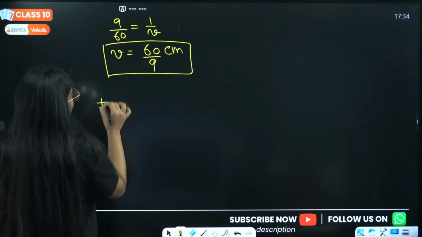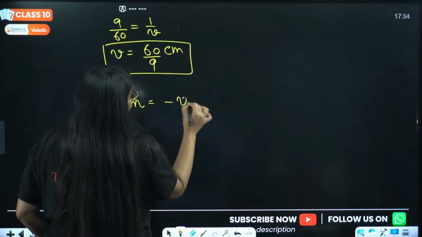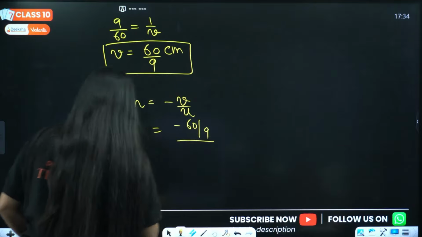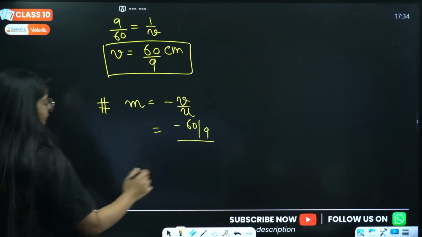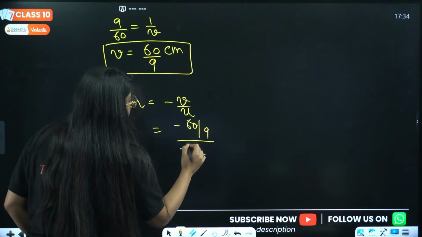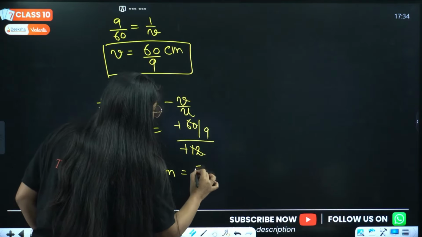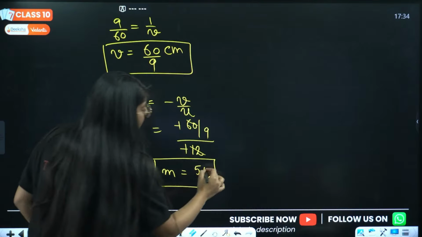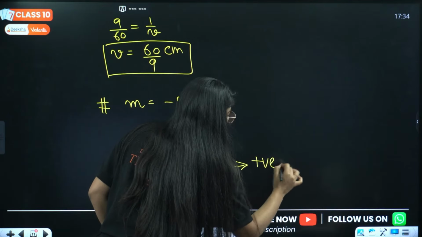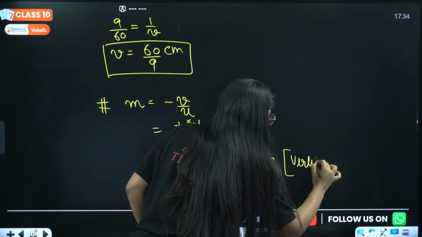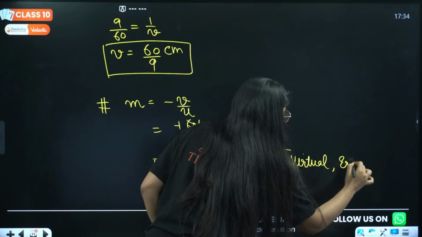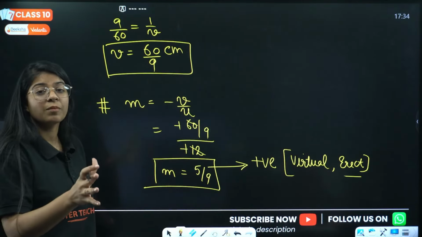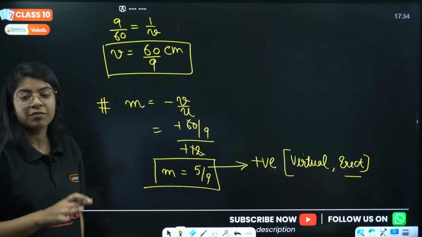Okay, so we found the image distance. Now, what is the magnification? Magnification is minus V by U for a mirror. V is 60 by 9, and U was minus 12 centimeter. So magnification will be 5 by 9, right? That means positive magnification, which means image is virtual and image is erect. Understood? And 5 by 9 is definitely less than 1. So height of image is less than height of object.